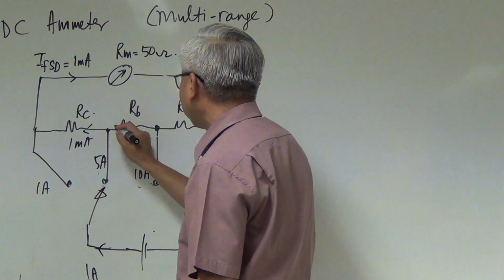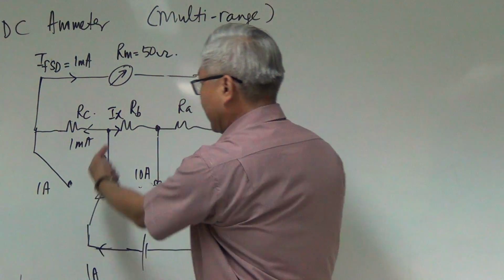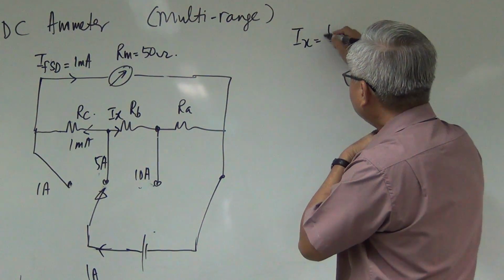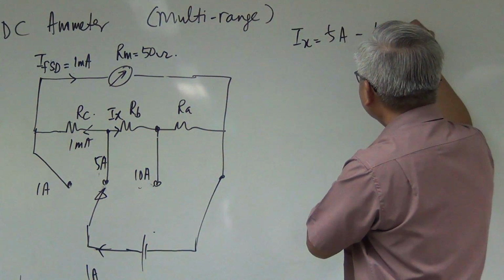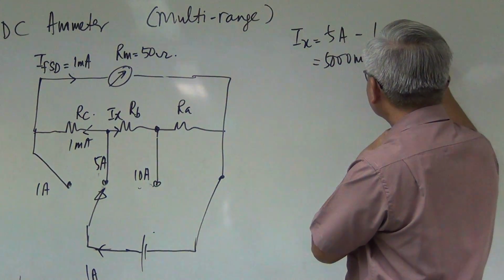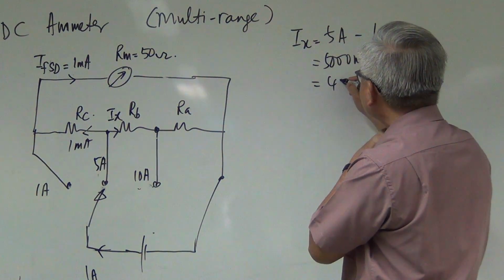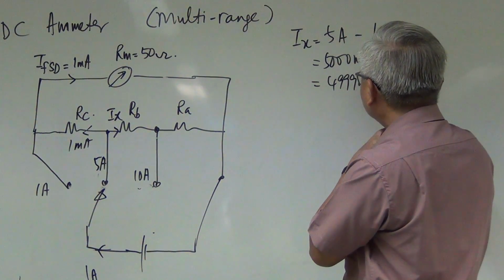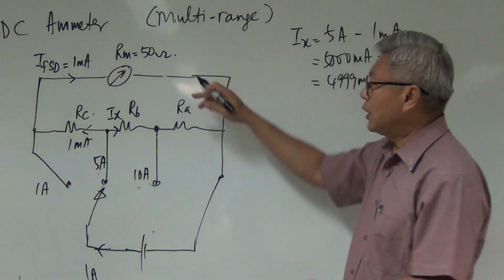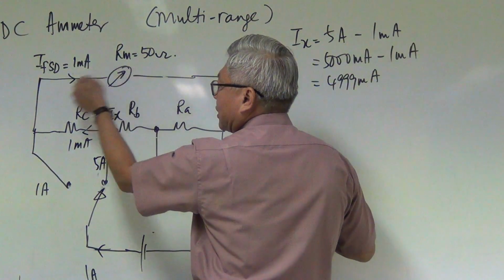So now the Ix that I want to call is here. This is the Ix. So what's Ix now? Ix is 5 ampere minus 1 milliampere. And 5 ampere is 5,000, so it's 4,999 milliampere.